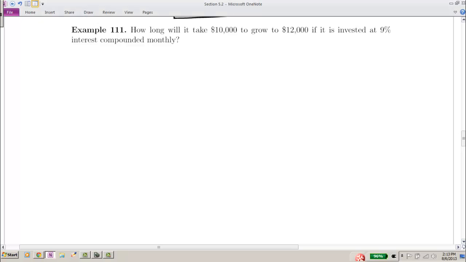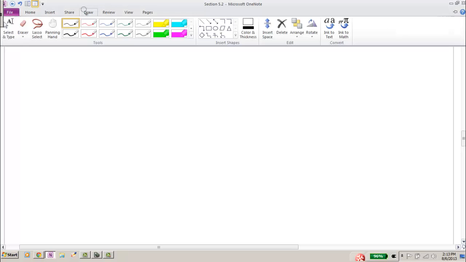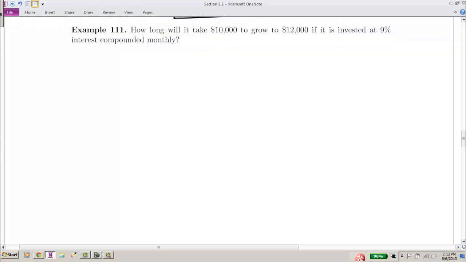In example 111, we've got another compound interest situation. This time, we're trying to solve for t. How long will it take $10,000 to grow to $12,000? We have an interest rate of 9%, compounded monthly.